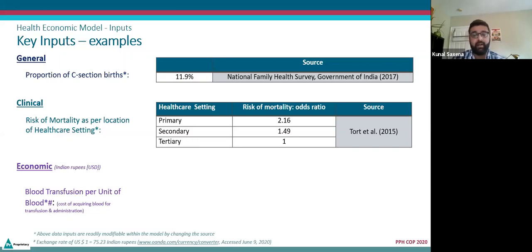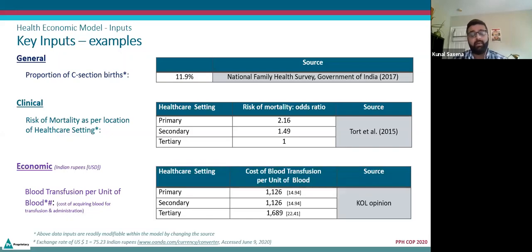And we can see the odds ratio associated with primary, secondary, and tertiary healthcare, where you can see that the odds of mortality, or the risk of mortality, was a little over twice as high in the primary healthcare setting compared to the tertiary healthcare setting. And then finally, an example of the economic input.